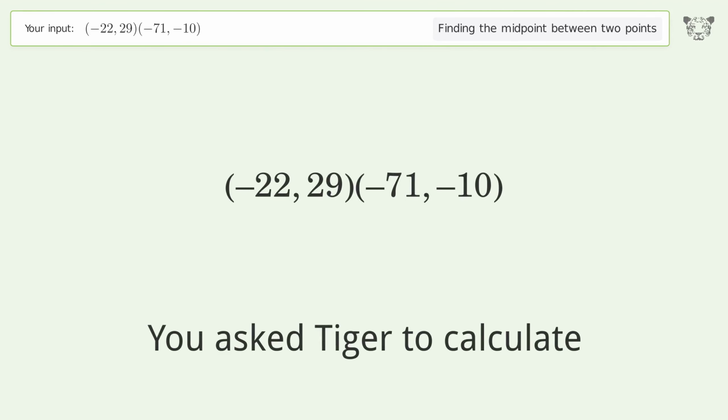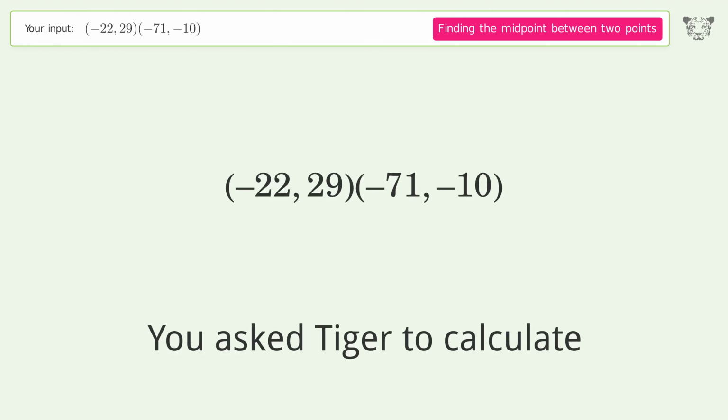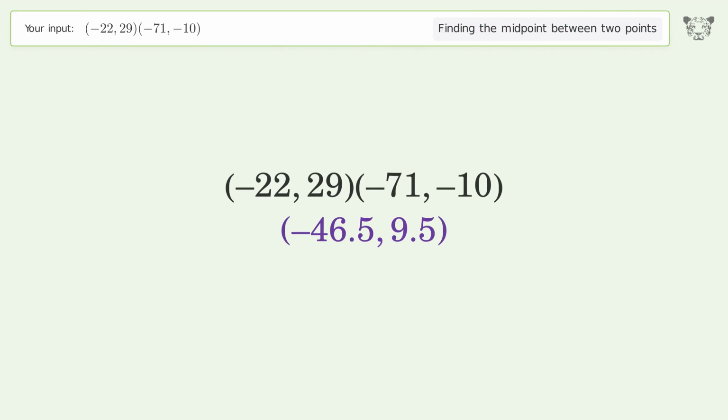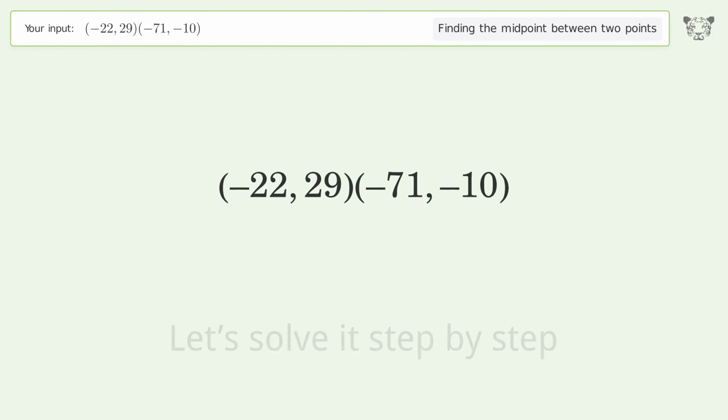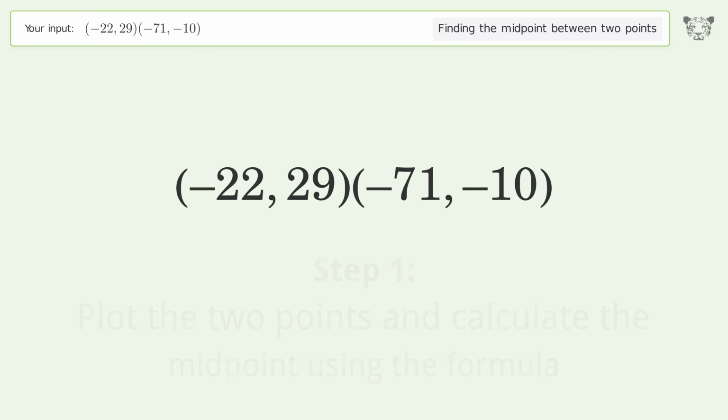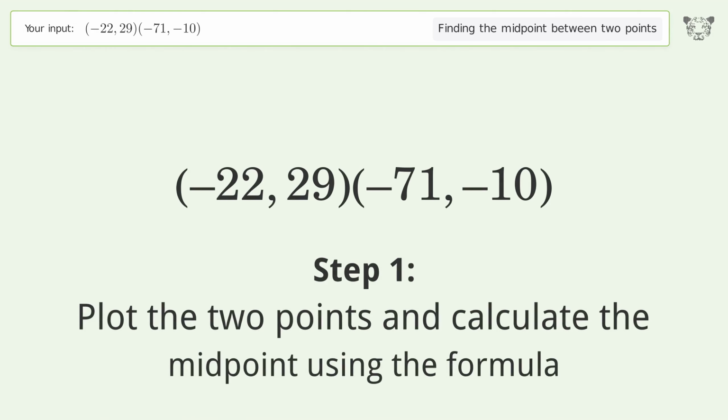You ask Tiger to calculate. This deals with finding the midpoint between 2 points. The midpoint between the 2 points is negative 46.5, 9.5. Let's solve it step by step. Plot the 2 points and calculate the midpoint using the formula.